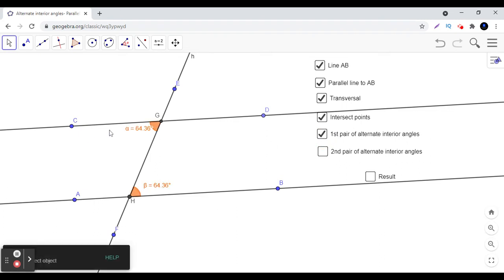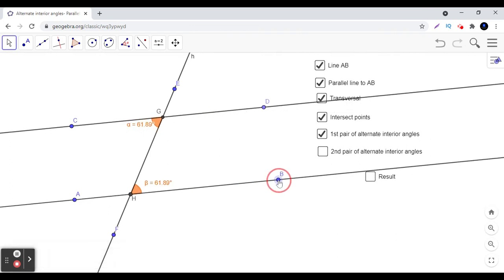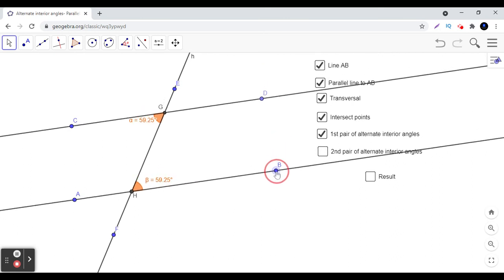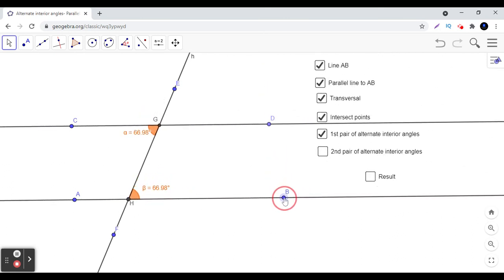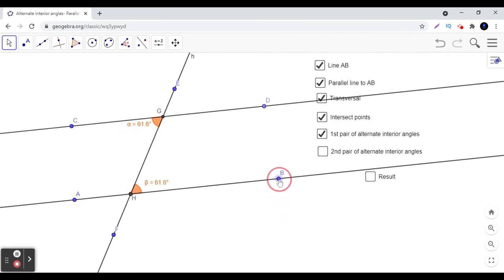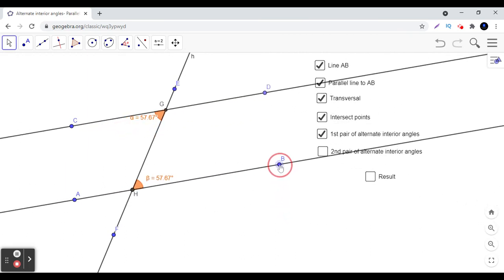First pair is representing angle CGH. At present, it is 64.36 degrees, and angle GHB is also 64.36 degrees. Let us use this move tool and try to change the positions so that we observe the relationship between them. Yes, every time you see that alternate interior angles, their measurement is coming out to be equal.